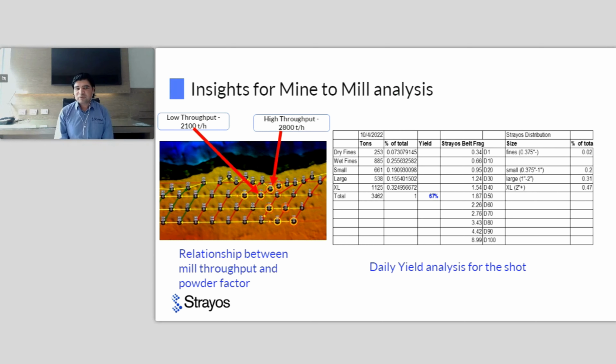So the relationship between the mill throughput and powder factor can be drawn, which can be used further to understand my correlation with dry fines, wet fines, and particle size that came in, and really drive this yield improvement. The daily yield improvement can be done for each blast, or even further, each day. So this data is now at your fingertips. It can help you understand the aspect of what's going on from start to finish.